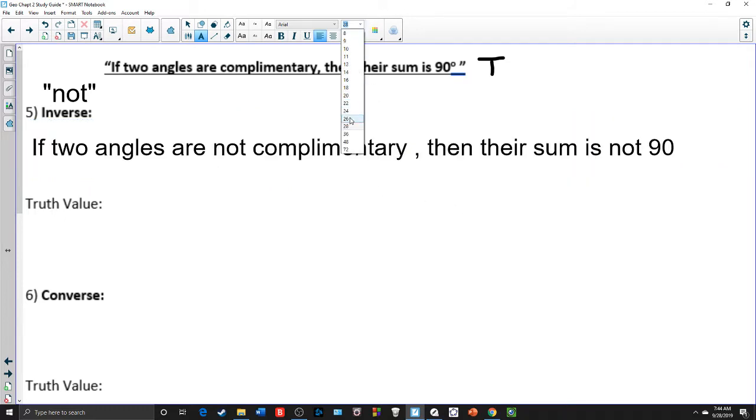So if we have the inverse, we want to invert it. We want to negate it. So think of inverse as negation. Inverse is when you put the not in there. Now, again, to figure out the truth value: if two angles are not complementary, then their sum is not 90.